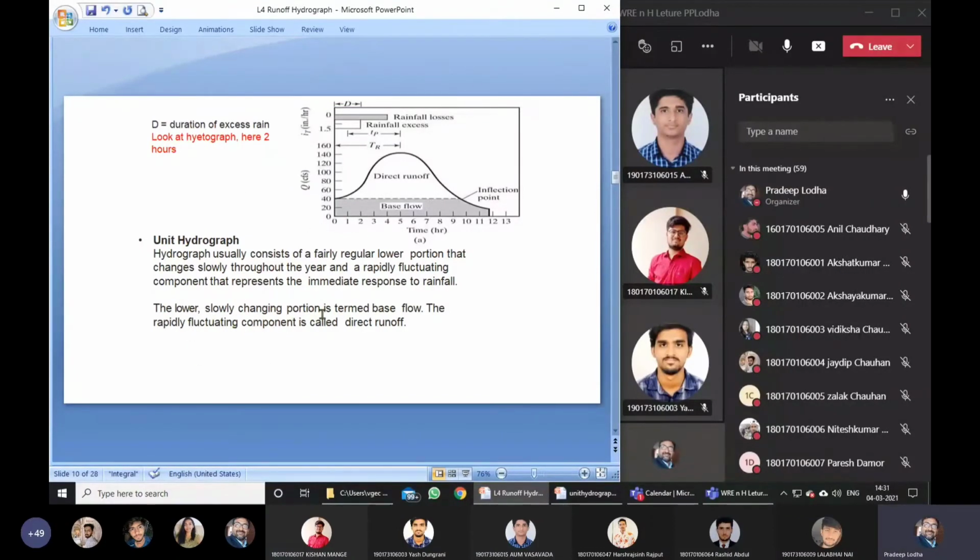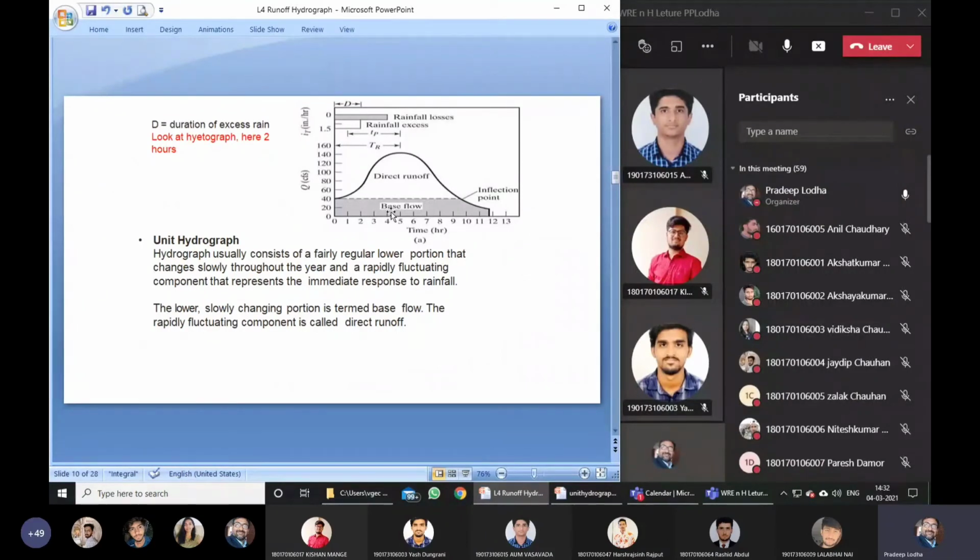The lower slowly changing portion is termed as base flow. The rapidly fluctuating component is called direct runoff. And your hydrograph is always the output of the direct runoff, not the base flow. So whenever we draw a unit hydrograph, what we do, we remove this base flow component.